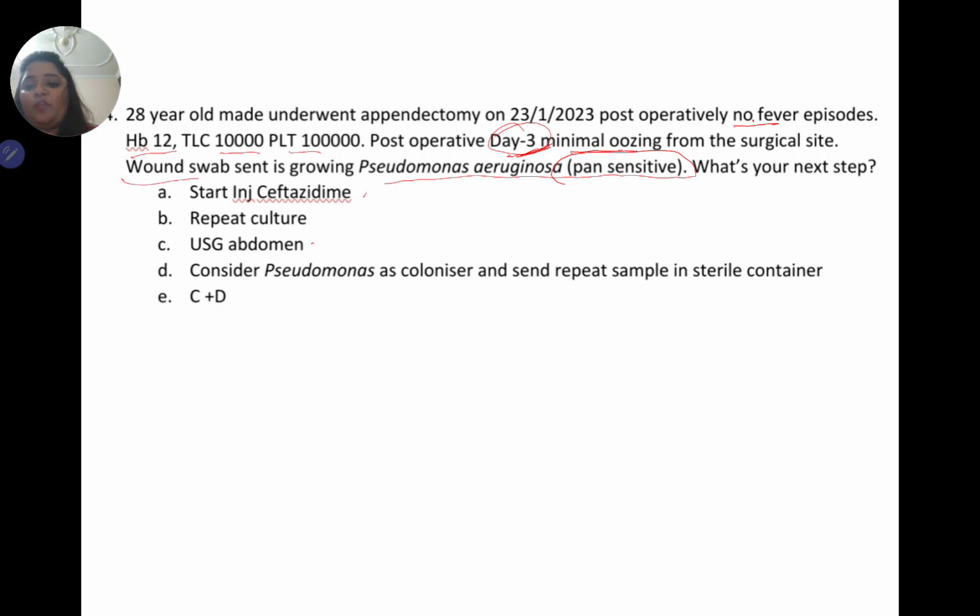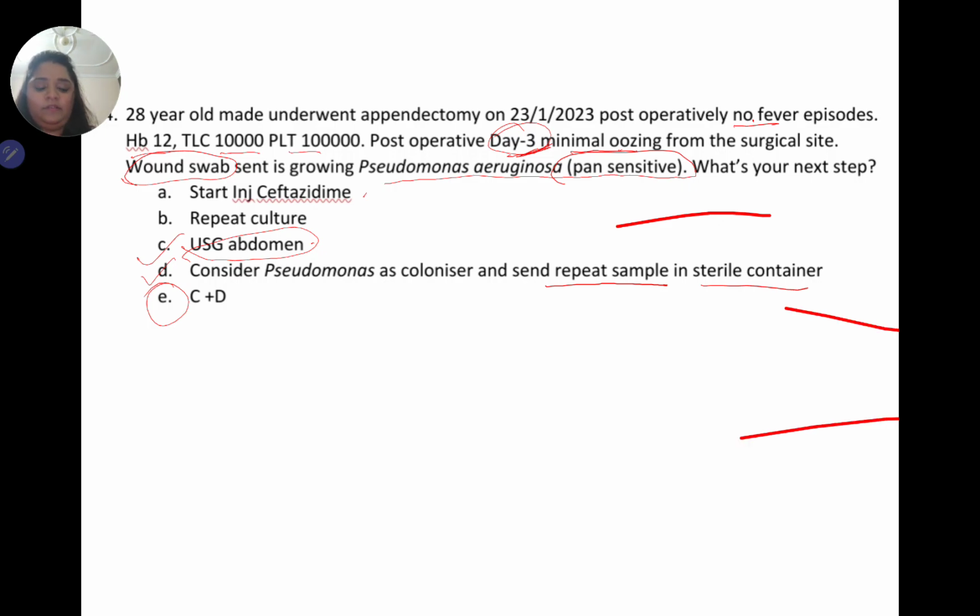Again, this is a wound swab. So ideally wound swab is not a recommended specimen. So we have to repeat the sample with a proper collection of the sample. Discharge should be collected in a sterile container, and this can be considered as colonizer, and you have to do the USG abdomen just to rule out any underlying SSI. So both C and D. So the option is correct.